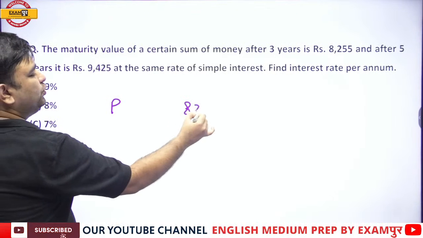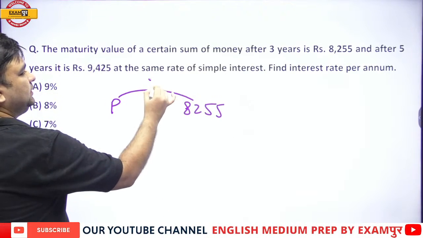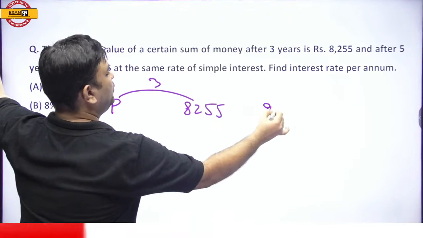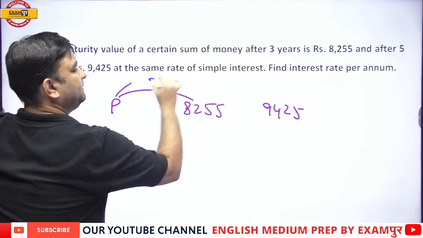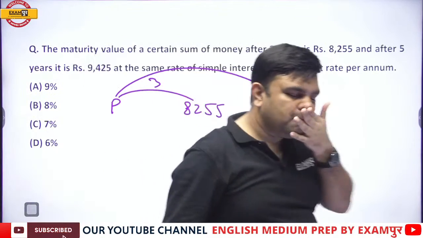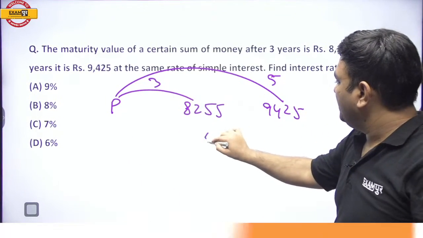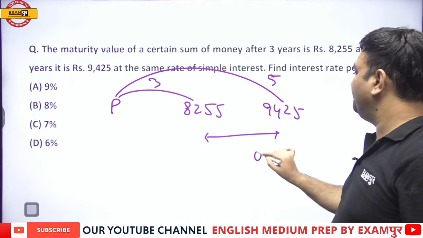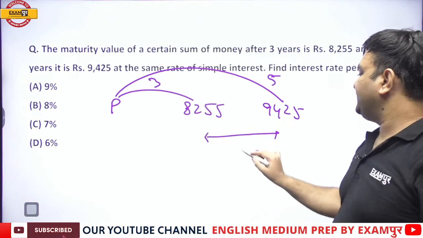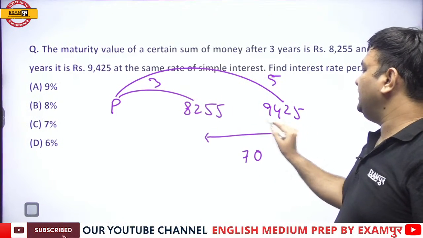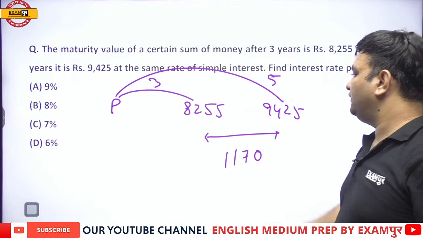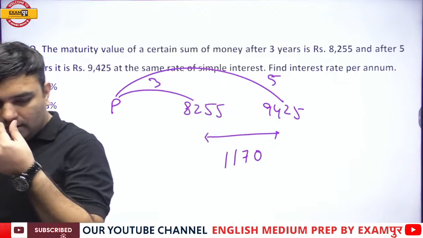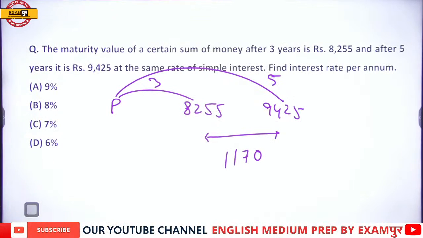Principal becomes 8255 in 3 years and it becomes 9425 in 5 years. How much is the difference over here? 5 minus 5, 0. 12 minus 5, 7. 3 minus 2, 1. 1170. Yeah, 1170 in 2 years.